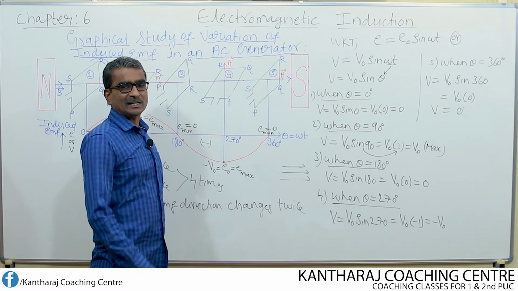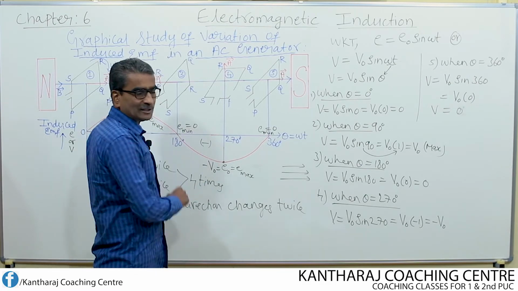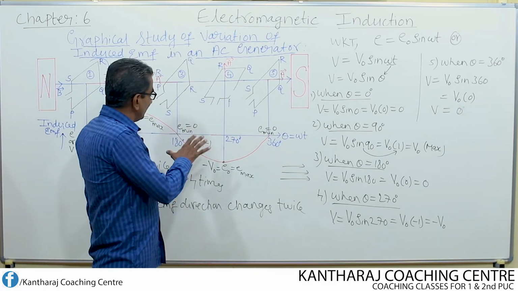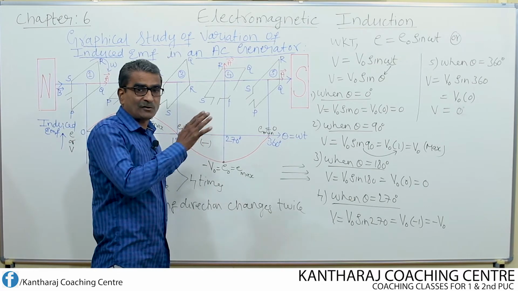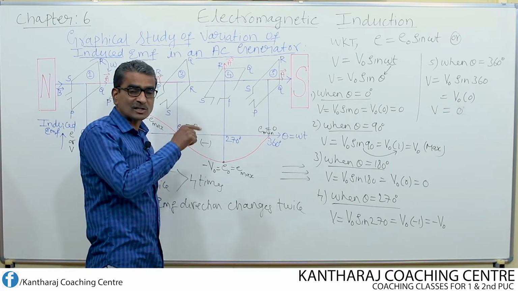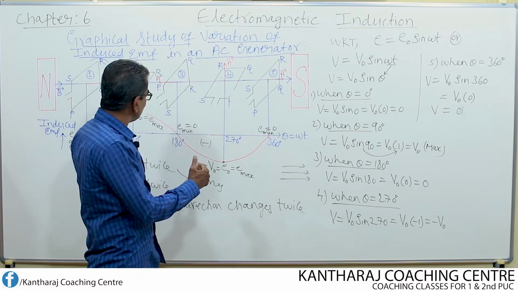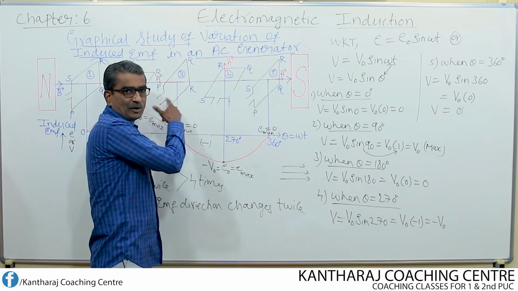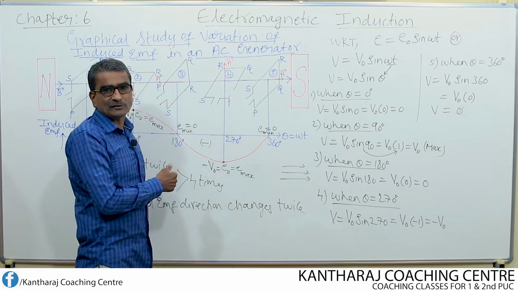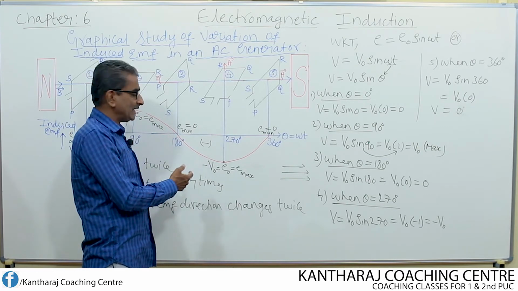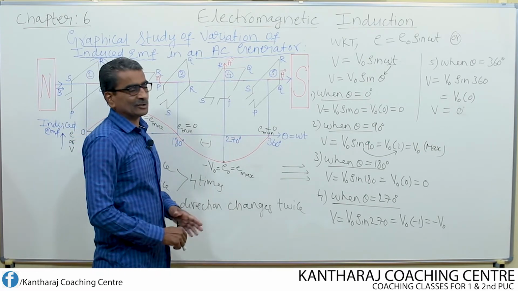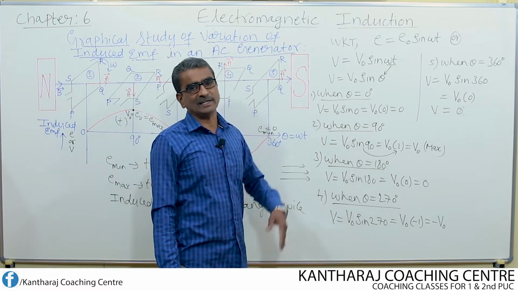Why is the name alternating current given to this? Because here the direction of the induced EMF or the induced current changes alternately. During positive of cycle, if it is in the positive direction, then during negative of cycle, the direction of induced EMF current will be in the negative direction. So that's why the name alternating current is given.